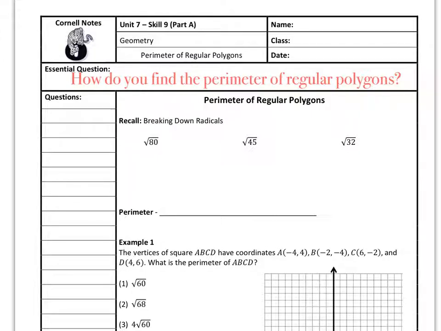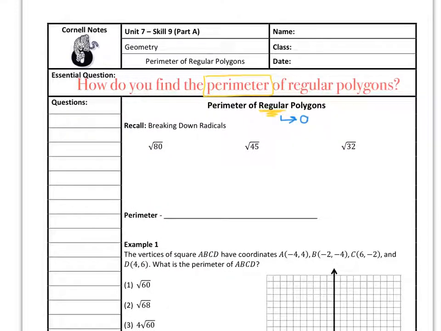So we've been talking about perimeter for many units now, so hopefully you remember perimeter is the distance around a shape, like you were building a fence around something. And just a reminder that the word regular here, when we talk about regular polygons, means those shapes have all congruent sides.